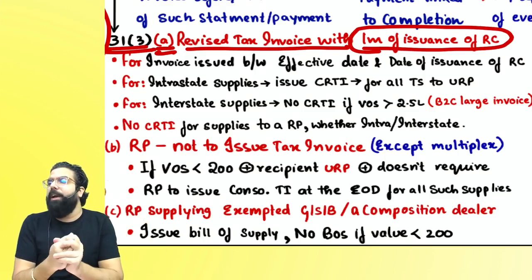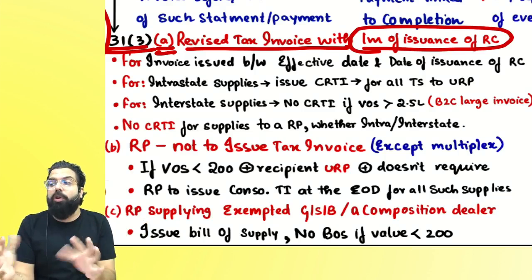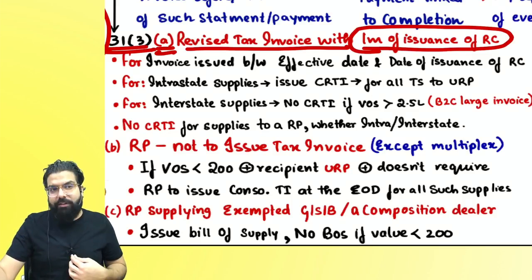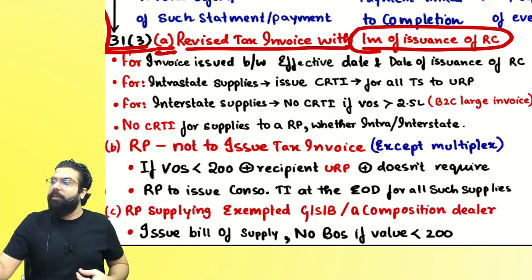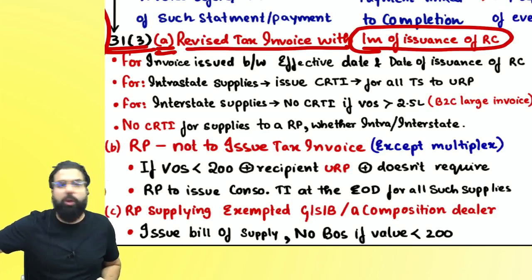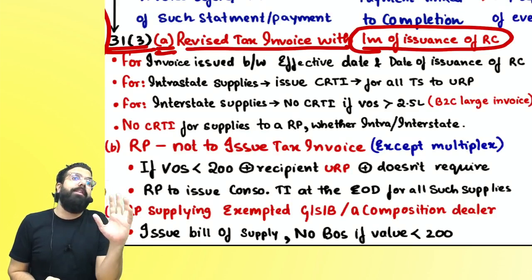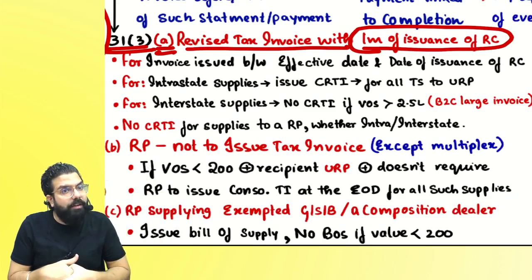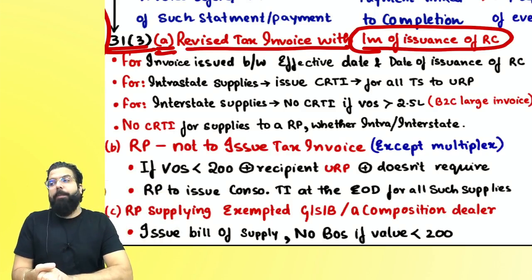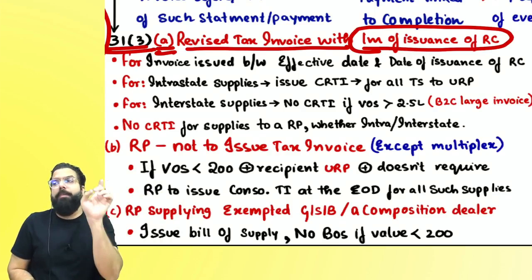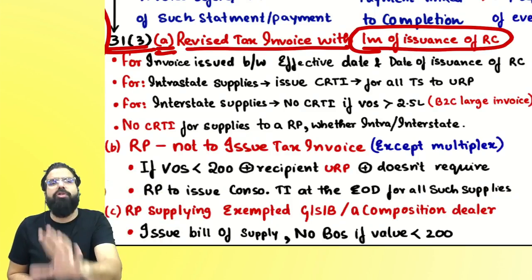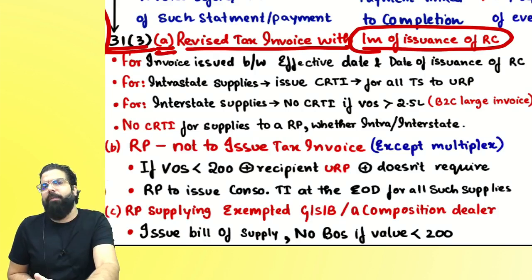So, the government went ahead and said you can issue a consolidated revised tax invoice. If you had supplied to a registered person, whether intra or inter, a consolidated revised tax invoice is not possible. But if you had supplied during that period to whom? An unregistered person. So in the case of an unregistered person, in intra-state you can give a consolidated revised tax invoice. You can issue one consolidated revised tax invoice for all your supplies.